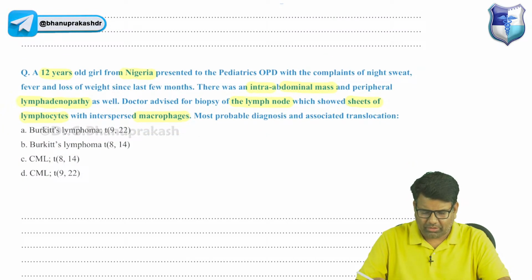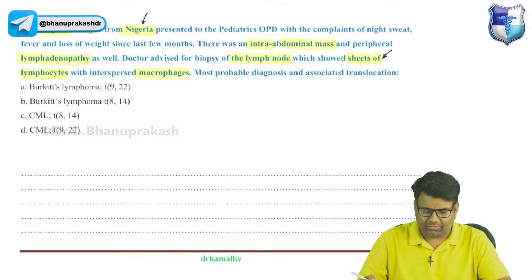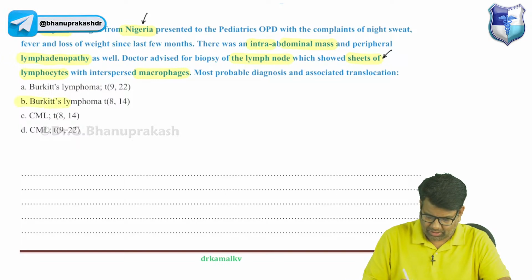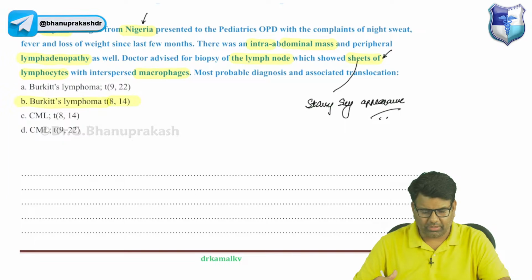Now here, I think, yes, these are the two classical points which are enough to make a clinical diagnosis of Burkitt's lymphoma. Yes, so this is a case of Burkitt's lymphoma, and the typical translocation is 8 to 14. And this is actually the starry sky appearance, a typical pathological feature of Burkitt's lymphoma.